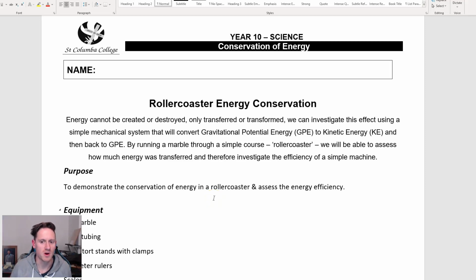Just want to talk you through this roller coaster energy conservation practical. So I'm just going to go through the prac itself, how we collect the data, and then how we produce the write-up. This is based on the law of conservation of energy.